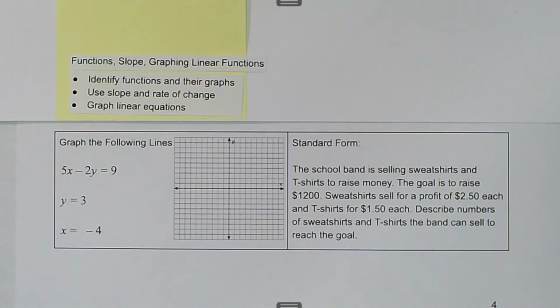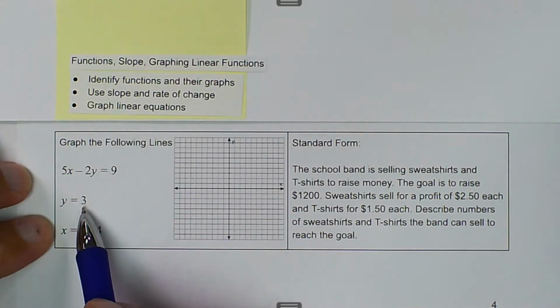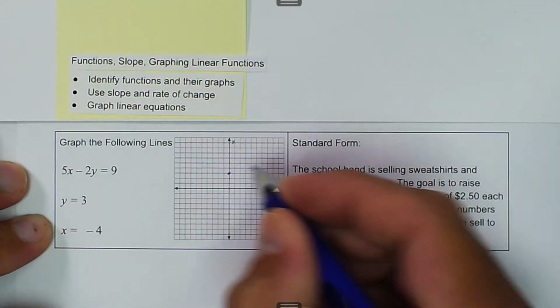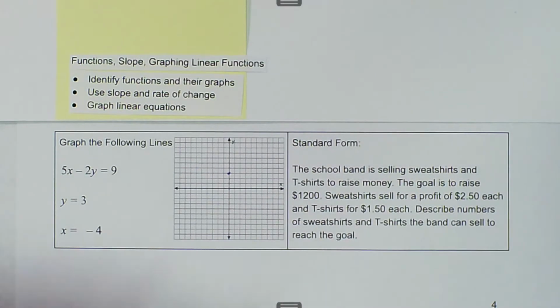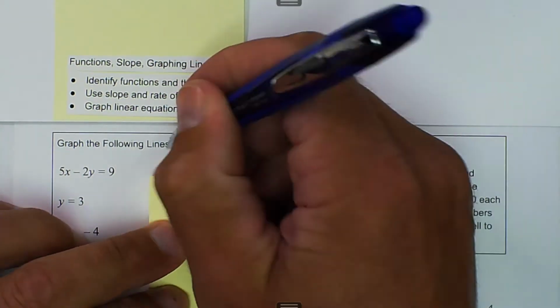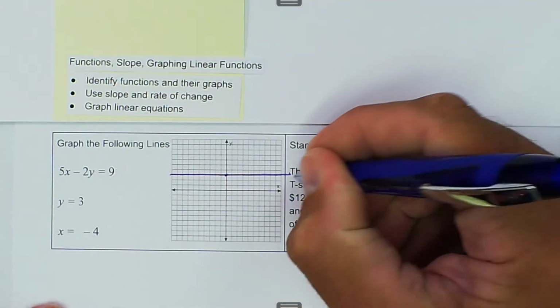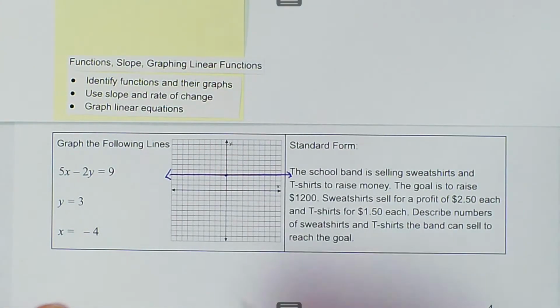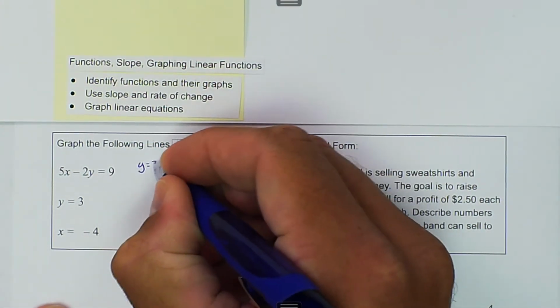Okay, graph the following lines. For y is equal to 3, in this case, that's going to be a horizontal line. So we just count up 3, 1, 2, 3. We have that point there, and we get to just draw the horizontal line that goes through that point. Use a straight edge, make a nice line, and that is going to be the equation y equals 3.